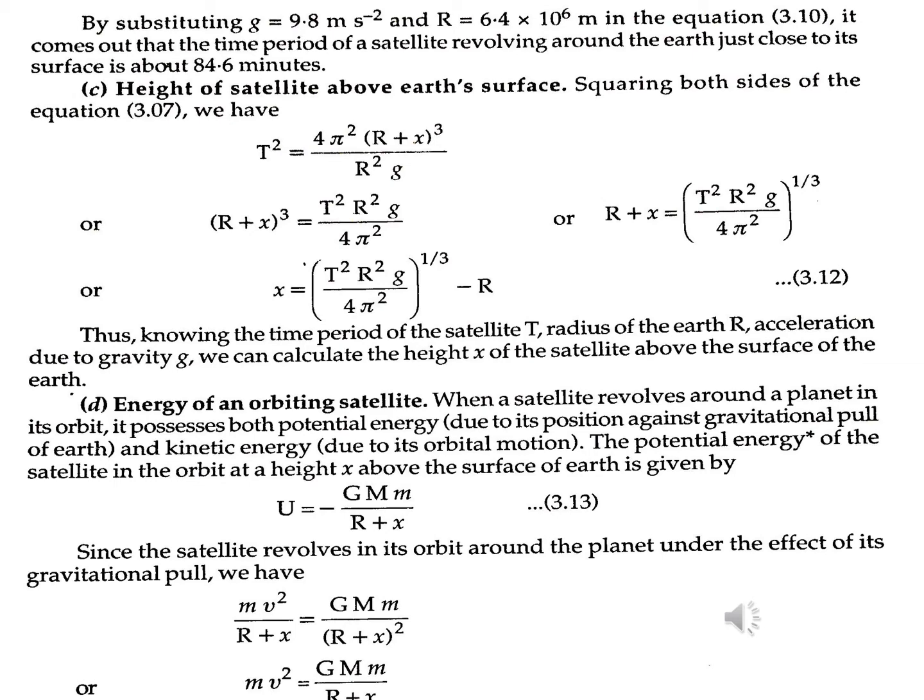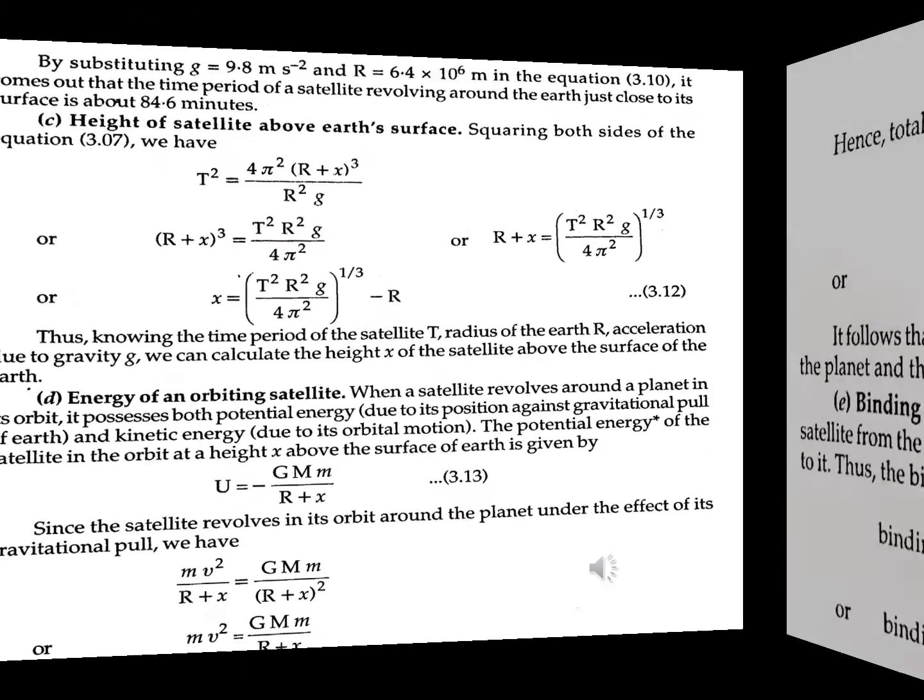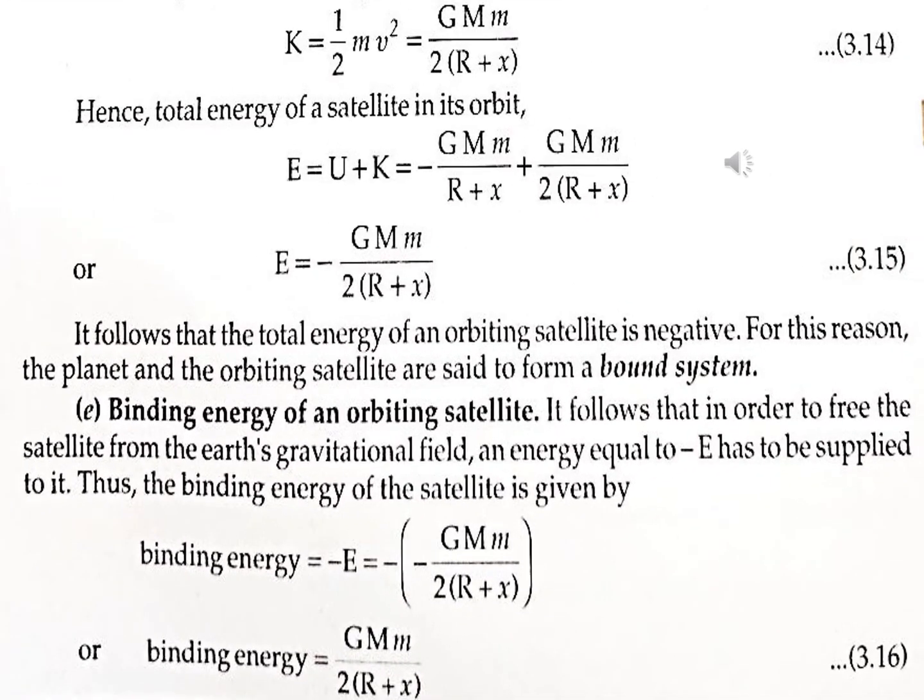On the left hand side m cancels, so we are left with m v square equal to gravitational force of attraction between the satellite and Earth. This will provide the necessary centripetal force to the satellite to move around the Earth in the circular orbit.